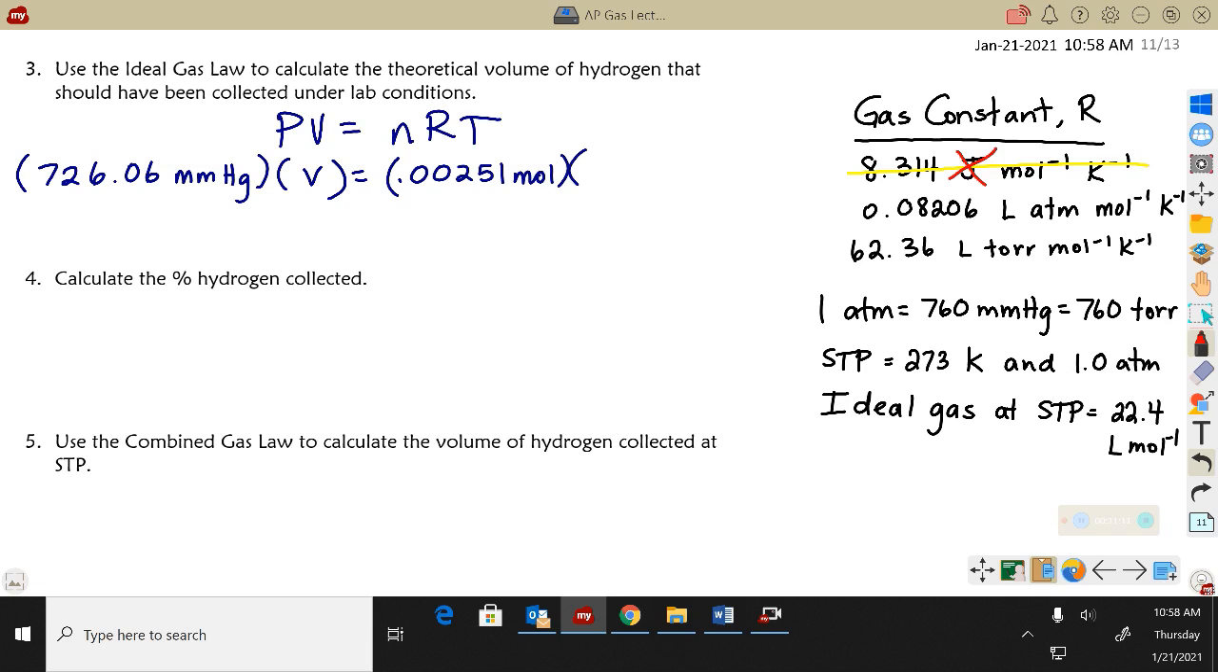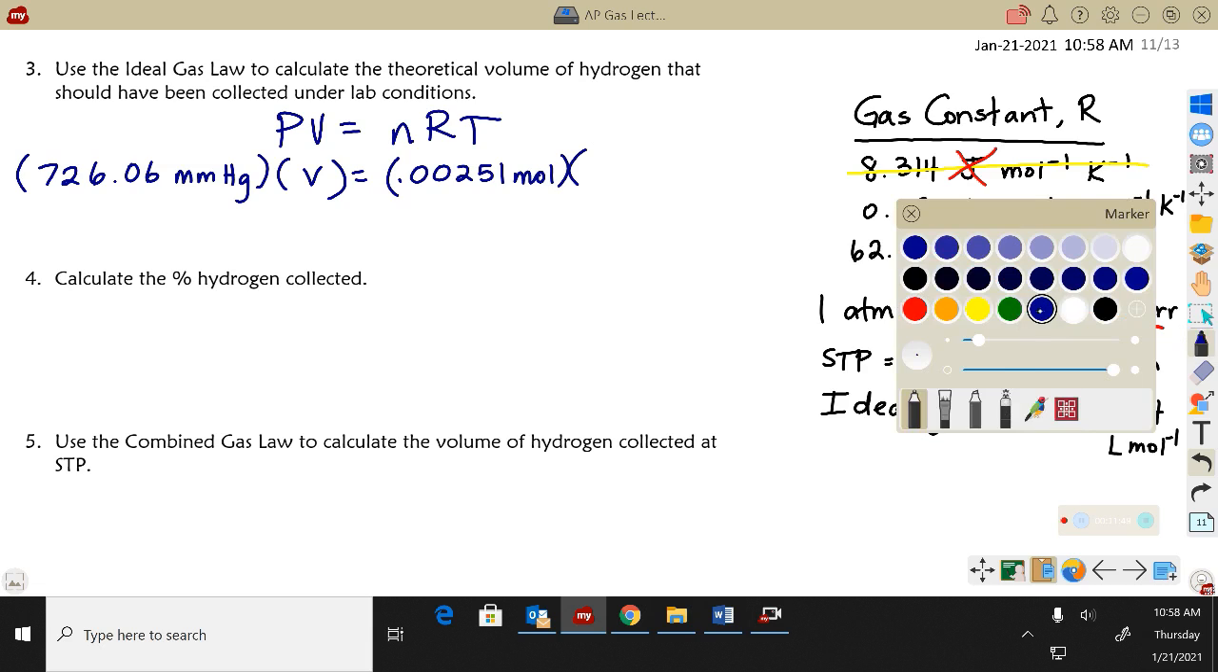Now, to choose the right version of R, you're really just looking at the pressure unit. Everything else is the same. So if your pressures are given in atmosphere, you're going to use the 0.08206. If your pressure is in torr, you're going to use the 62.36. Well, we've been kind of working in millimeters mercury, but it's okay because they will also tell you that millimeters of mercury and torr are equivalent to each other. So I'm going to use the 62.36.